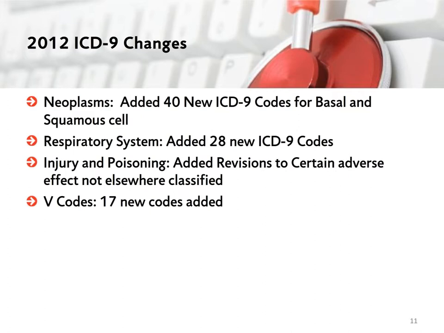For the respiratory system, we had 28 new codes added. The injury and poisoning revisions consisted of the additions of anaphylactic reaction to each code and the subclassifications. And we had 17 new V codes added, ranging from personal history of certain diseases to acquired absence of other organs and tissues. So we had very few changes to ICD-9 for 2012 because we're transitioning over to ICD-10.